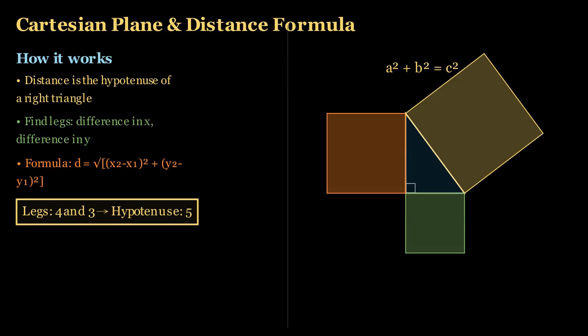Let's use this to solve a real problem. Imagine you're looking at a map, and your house is at the point (1, 2). Your friend's house is at (4, 6). What's the straight line distance between them? First, find the horizontal leg. The x-coordinates are 1 and 4. The difference is 4 minus 1, which is 3. Next, the vertical leg. The y-coordinates are 2 and 6. The difference is 6 minus 2, which is 4.